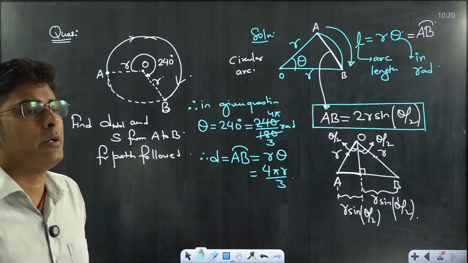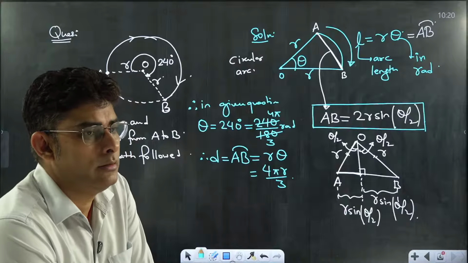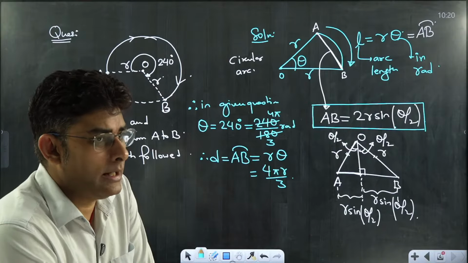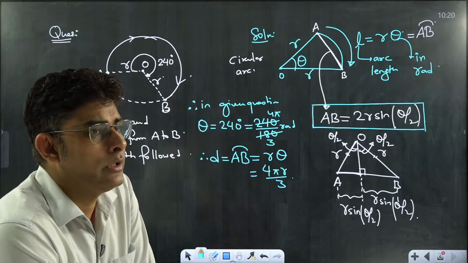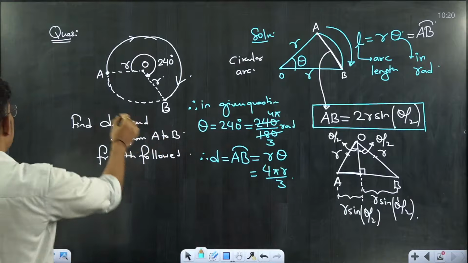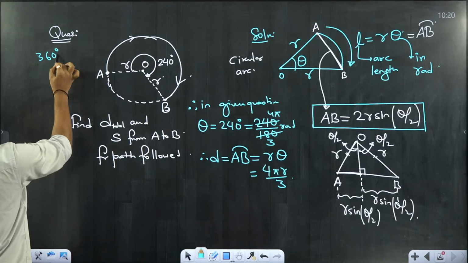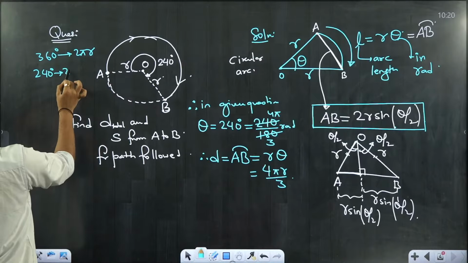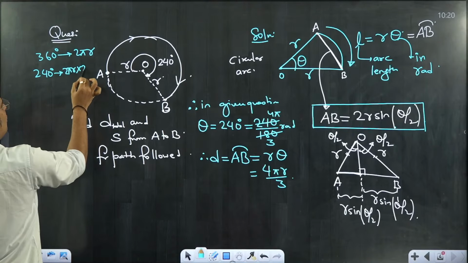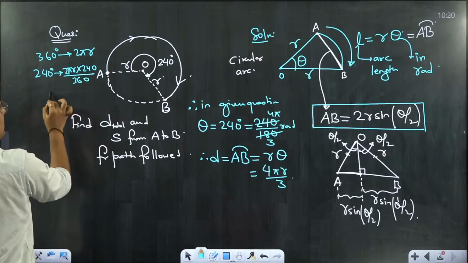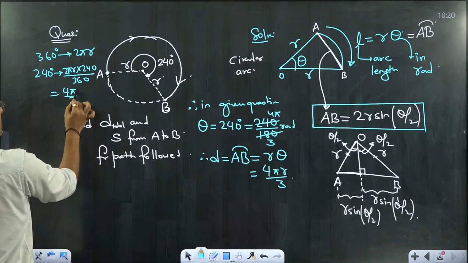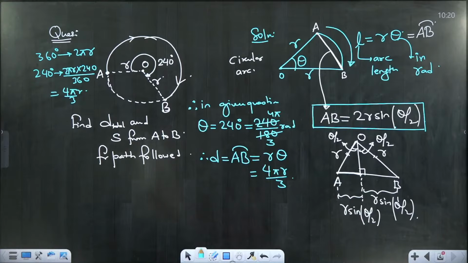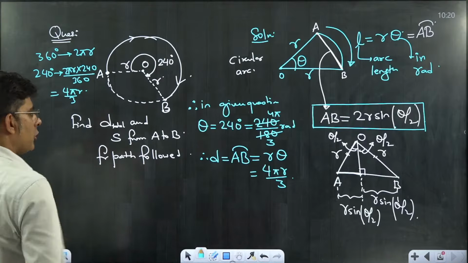You cannot use pi r square. For length you will not use pi r square. How can you use pi r square? Pi r square is area. For length you use 2 pi r. Yes, definitely you can use that. You can use the unitary method also. Alternately you can say, 360 degree is 2 pi r. So 240 degree will be 2 pi r into 240 by 360. By this also you will get the same, 4 pi r by 3. Don't use pi r square. Okay. So here distance is 4 pi r by 3.